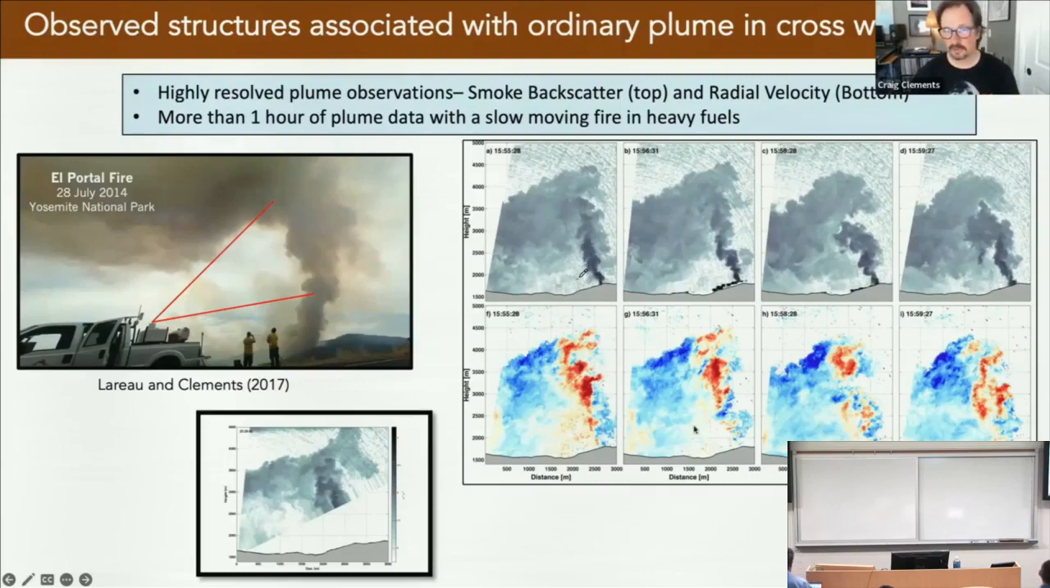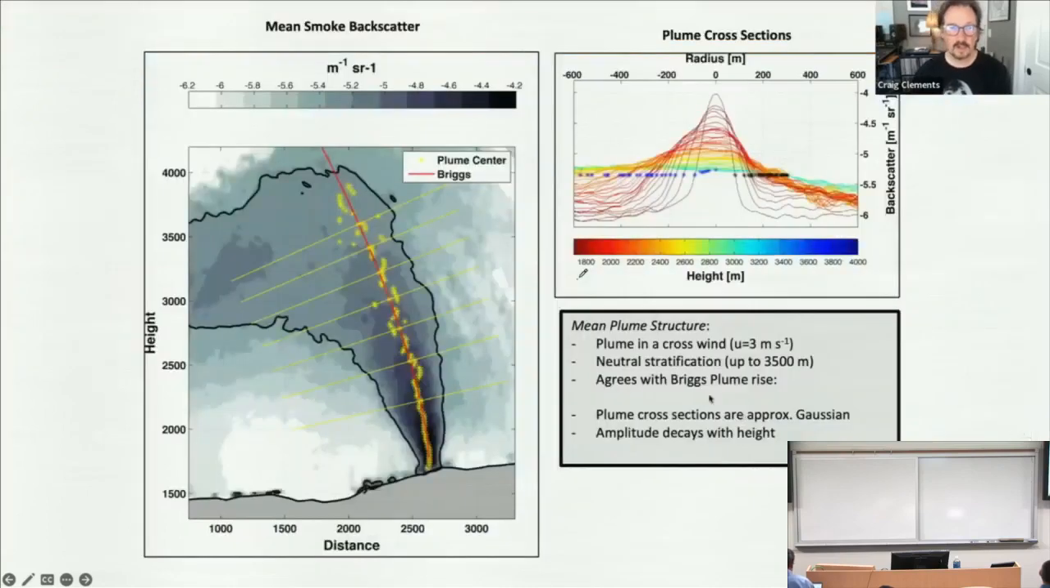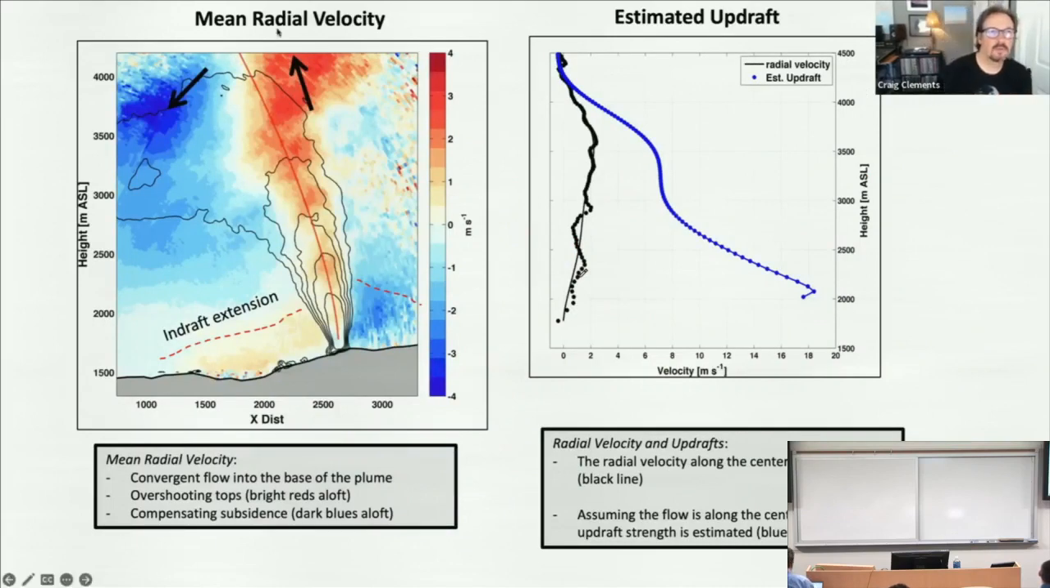And we also get very resolved structures, not only the backscatter of the plume, but also the velocity field. And so if we take the mean of that, we can get the plume center line based on plume cross sections of the backscatter, and assuming a Gaussian distribution. It lines up with Briggs very, very well in terms of this plume. So Briggs actually does work for some of these smaller or more idealized plumes. But we also can look at the mean velocity. This is radial velocity, so this is velocity along the LiDAR beam. So if the LiDAR beam is going from left to right, we have winds going away.